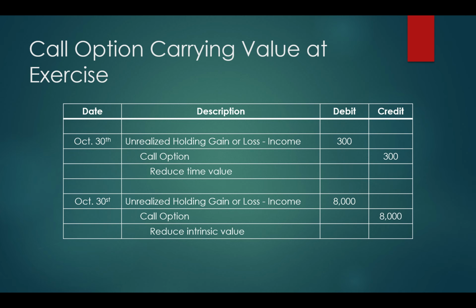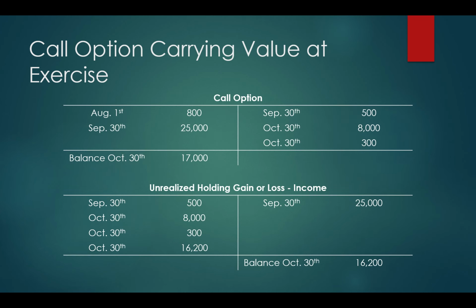For the time value, we reduce it to 0 instead of 50 since once exercised, the call option has 0 time value. Again, we can calculate the carrying value of the call option using a T account, and we see the entries for purchasing and the various adjustments give us a carrying value of $17,000. Again, this should make sense since we just calculated the intrinsic value to be $17,000 and we reduce the time value to 0.